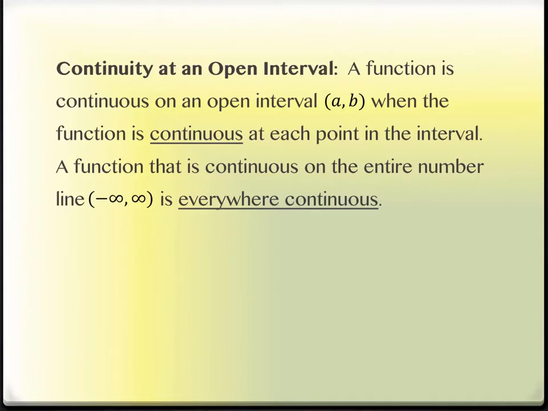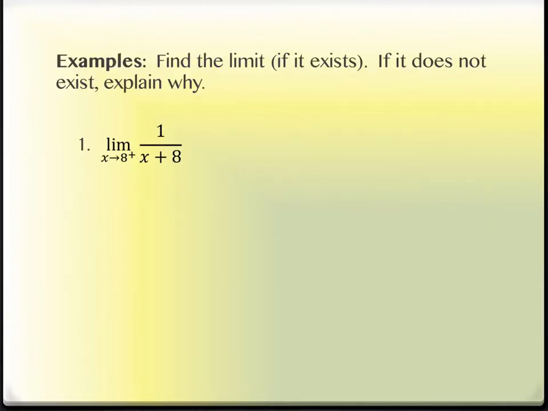Okay, so we're going to do a few examples of finding limits. And the first one we're going to look at looks like this. The directions say find the limit if it exists, and if it doesn't exist, we need to explain why not. So this is a one-sided limit. We've seen this notation before. It's one-sided because it's got the sign after the number. This is a positive sign.